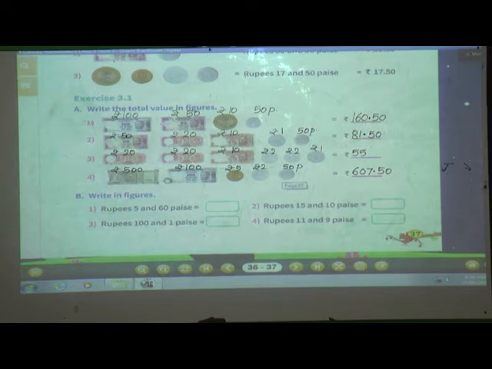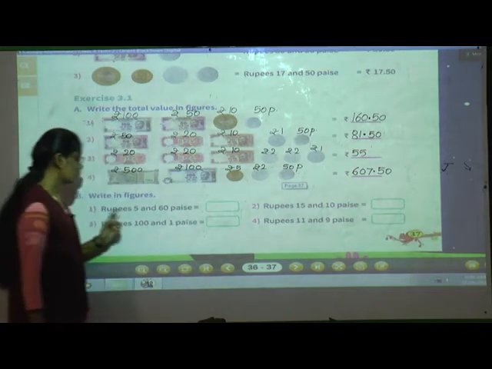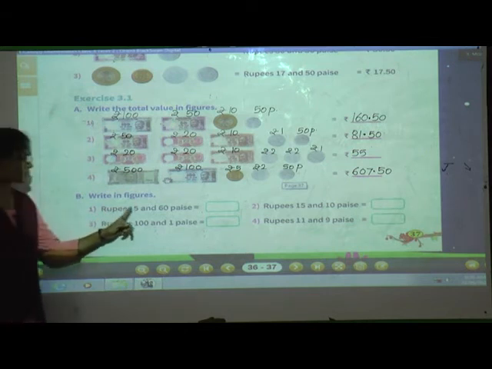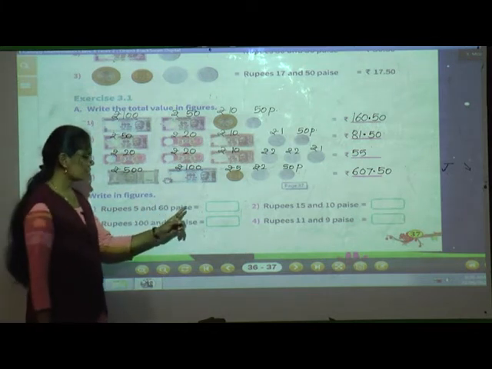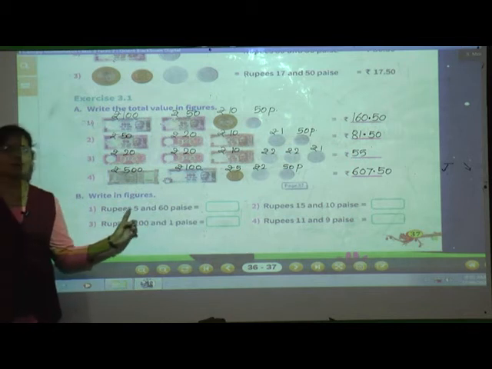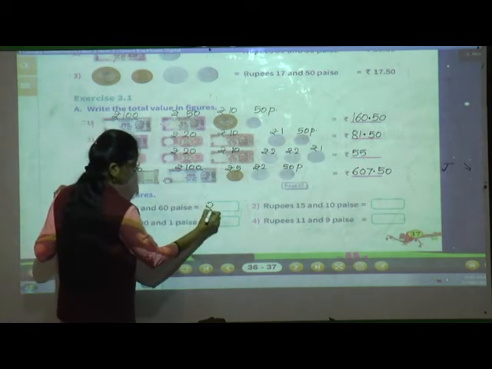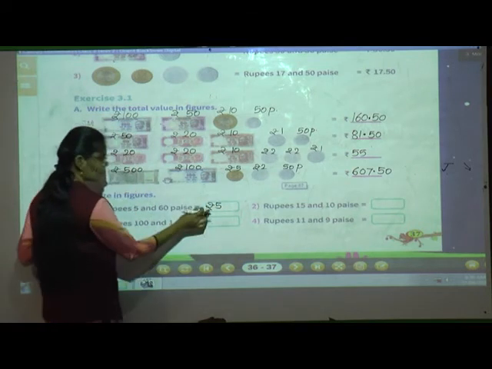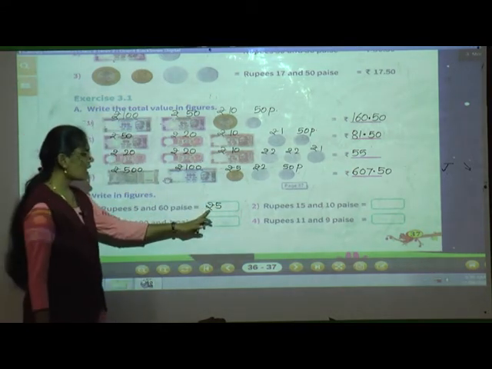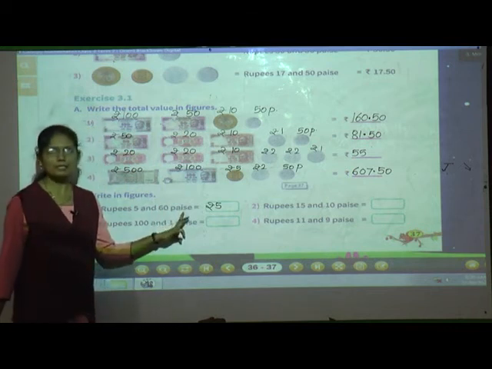Okay, now we will solve the question number B. Read the question. B question, write in figures. Now here we have to write this value in figures. Read the first one, rupees 5 and 60 paise. Rupees 5, how will you write rupees 5? Yes, this is the symbol of rupee.